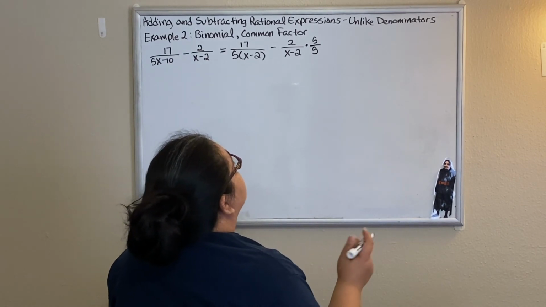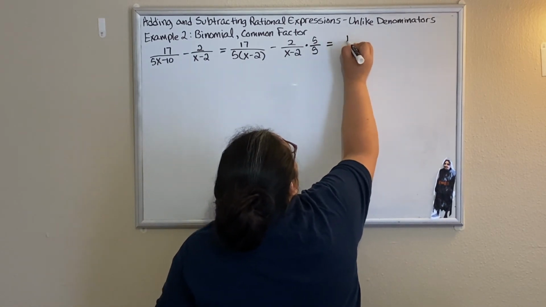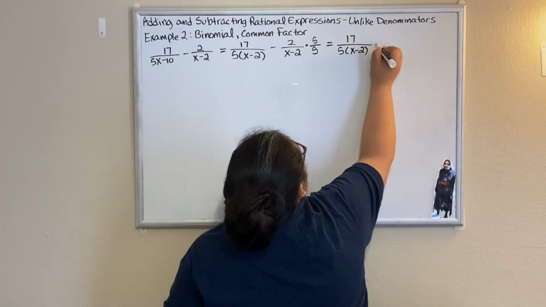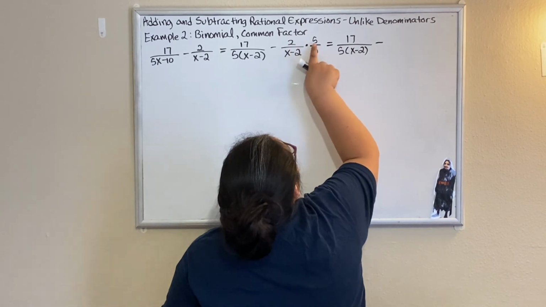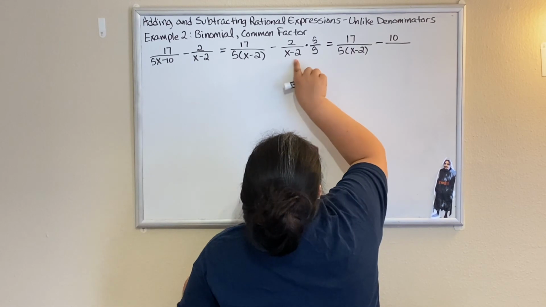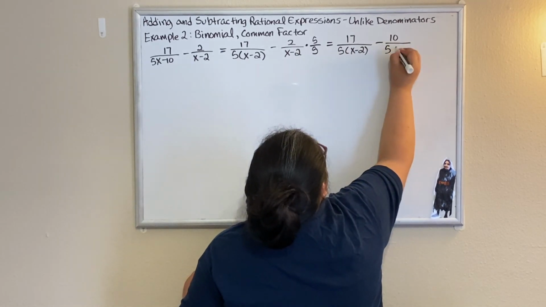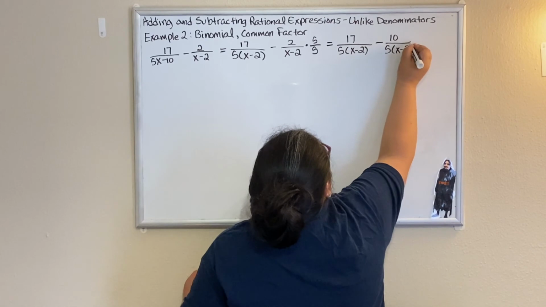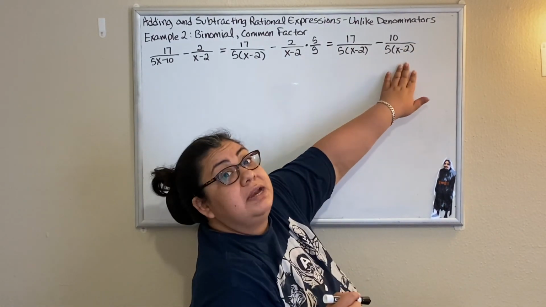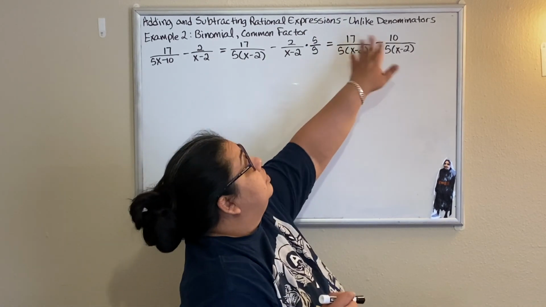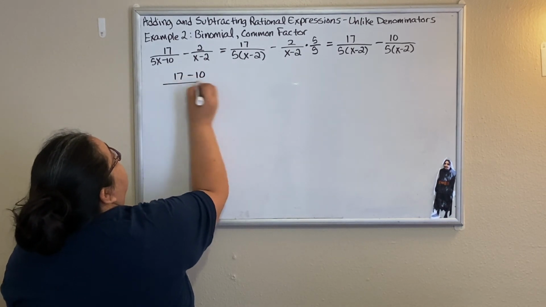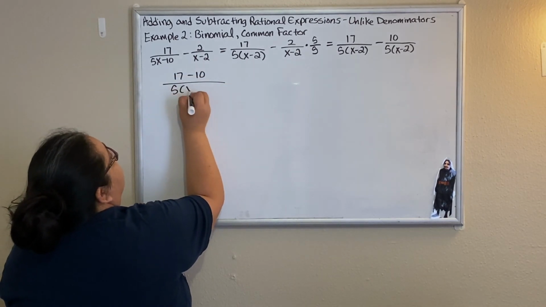So now we're going to continue here, and we're going to say 17 over 5 times x minus 2 minus, and now we're going to multiply. 2 times 5 in the numerator is going to be 10 over, and then x minus 2 times 5, well, that's just going to be 5 times x minus 2. And as you can see, we have common denominators now. So that means we can just add the numerators. So we're going to say 17 minus 10 in the numerator all over 5 times x minus 2.